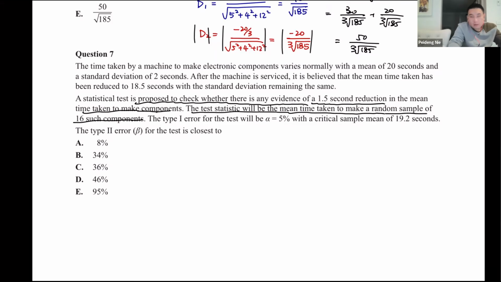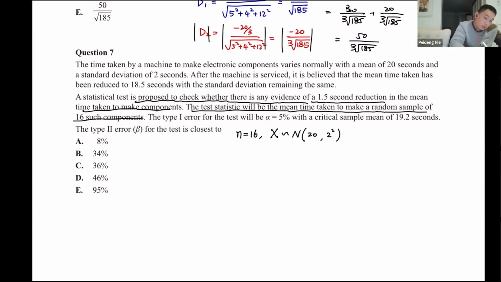Okay, very long paragraph, but now what I want to extract is n equals 16. And we are talking about the normal random variable x. I suppose this is 20, okay? All right, and this will be 2 squared. This is the standard deviation squared, that's the variance. So now, the sample mean distribution for this hypothesis testing will be 2 squared over 16, okay?